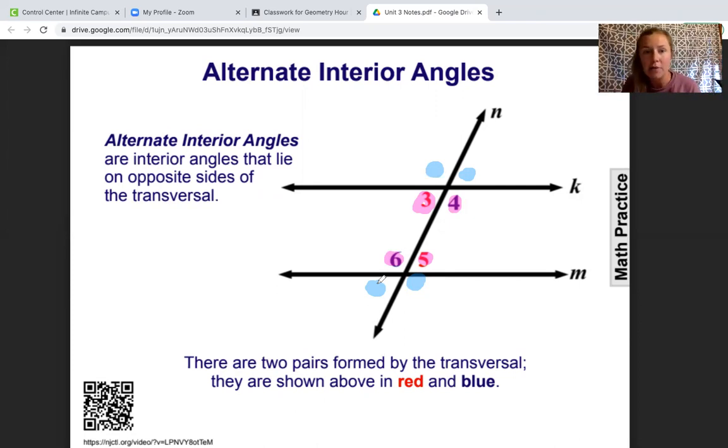And the blue ones are on the outside. Well, what does the word alternate mean? So if we look at the name here, alternate interior, alternate means on opposite sides of the transversal. So like 3 and 5, do you see how they're on opposite sides? Those are an alternate interior set of angles. And if we look at 4 and 6, those are on opposite sides, so they're an alternate set of angles. Does anybody have any questions about how you would determine if something is an alternate interior, alternate exterior angle?